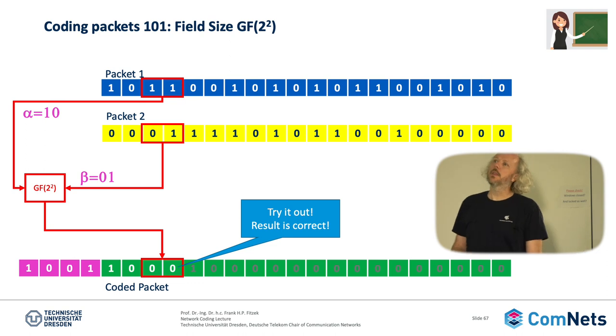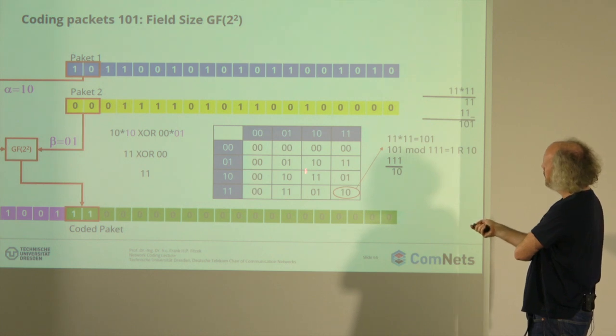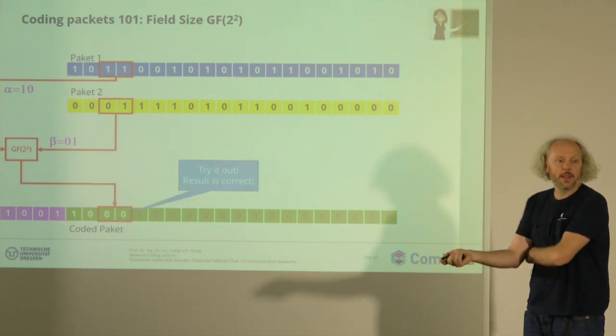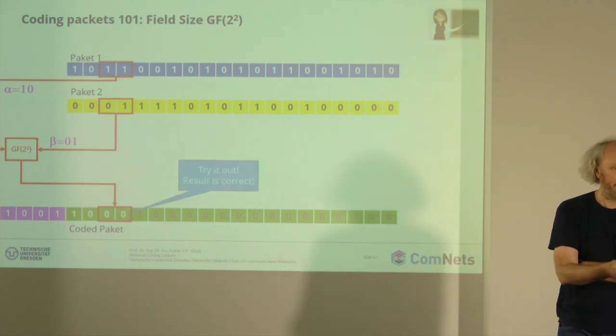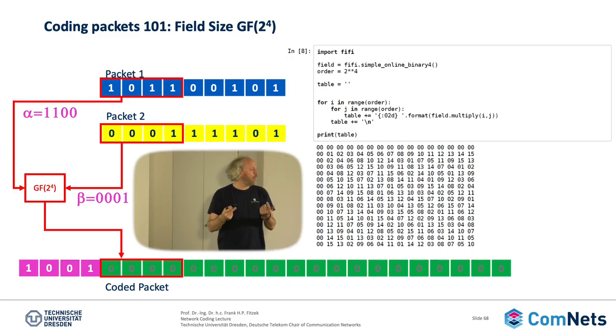Good. Now, if you want to do it yourself, here, try it out, result is correct. Right? So how did we do this? Take the lookup table here, calculate it yourself, and try if you reach the 0, 0. Right? Good. Now, let's go even higher in the field.